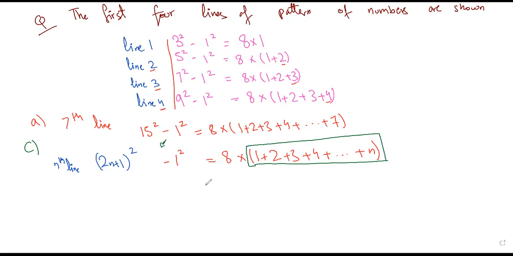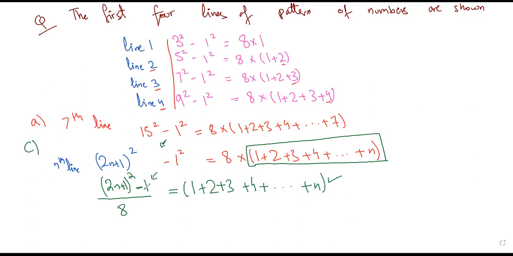So I'll just take this 8 on this side. And this is going to give me 2n plus 1 whole square minus 1 divided by 8. Okay. Let's see what exactly this is. This is equal to 1 plus 2 plus 3 plus 4 plus so on till n. So we are good at this side. We need to show that this fraction is basically n into n plus 1 by 2. So how do we show that? Anyone?